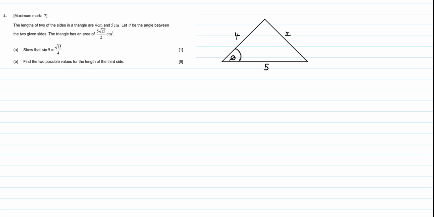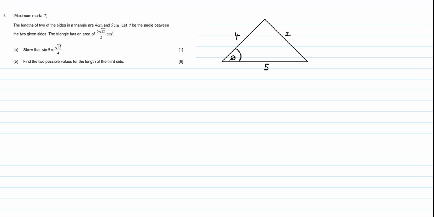Question 4b, we're asked to find the two possible values for the length of the third side. So I've just drawn a little sketch of the triangle there, and that shows our two sides of 4 centimeters and 5 centimeters, the angle theta between those two sides, and our third side that we don't know yet, which I've called x, and this is what we're trying to find.